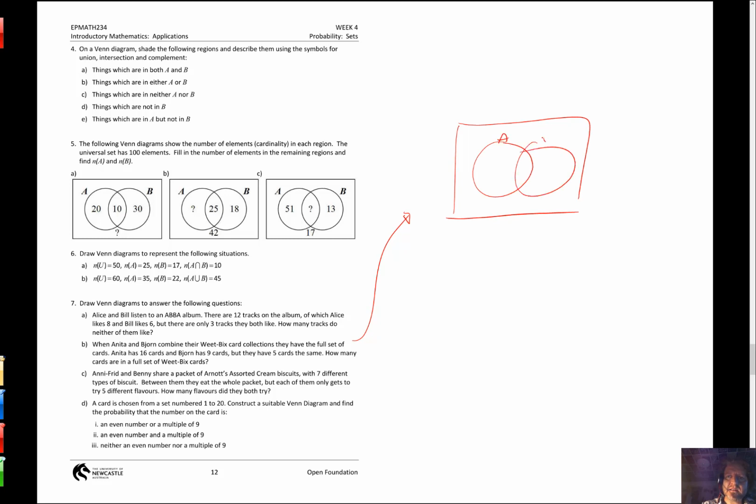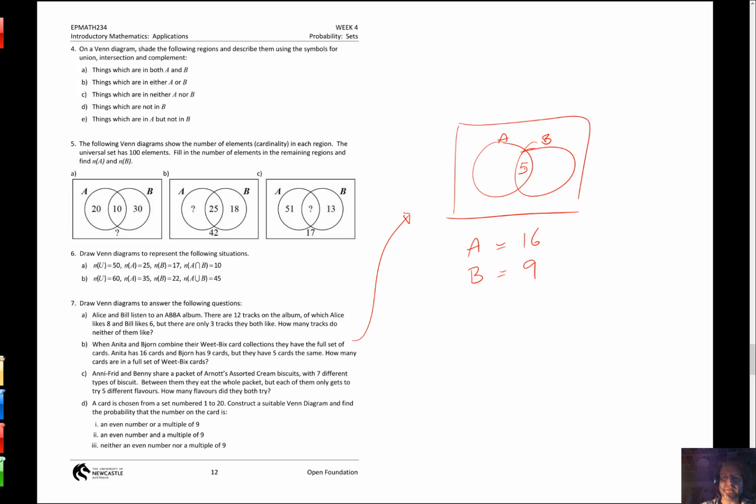Anita and Bjorn. Anita has 16 cards. Bjorn has 9 cards. But they have 5 cards the same. Instantly, 5 cards that Anita and Bjorn have in common. Sorry, get your A and B right. How many cards in a full set of Weet-Bix cards?